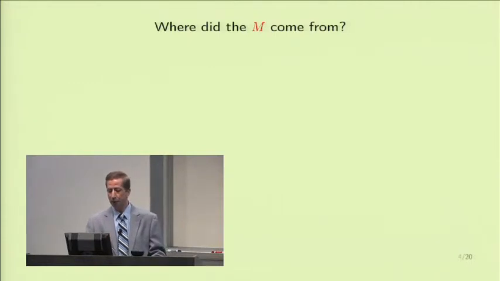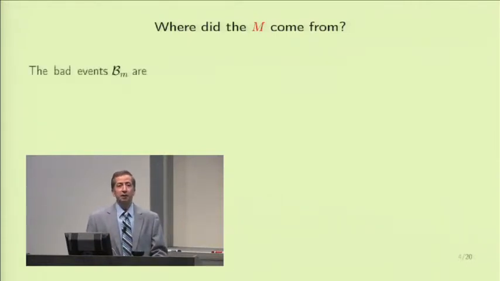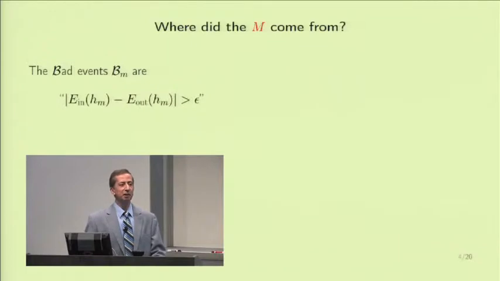for replacing it. Well, there are bad events that we are talking about, and the bad events are called script B because they are bad. What is the bad event that we're trying to avoid? We were trying to avoid the situation where your in-sample performance does not track the out-of-sample performance. So if their difference is bigger than epsilon, this is a bad situation, and we're trying to say that the probability of a bad situation is small. That was the starting point.